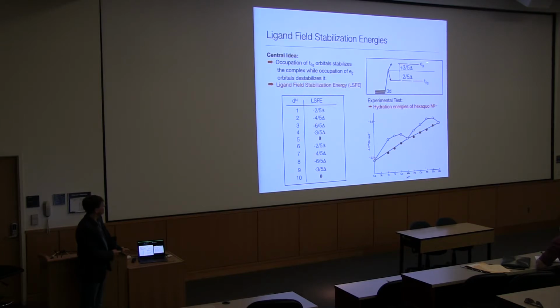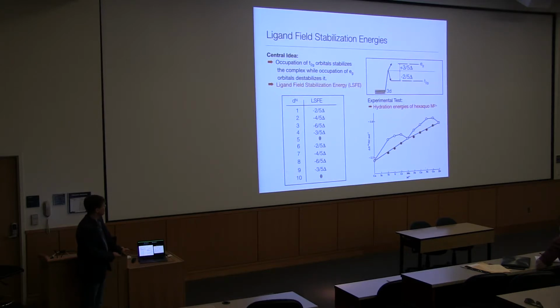And then when you have the half-filled shell, that would be manganese 2 plus, your ligand field stabilization energy is 0. And then for the second half of the transition series, you have the exact same: the first 3 electrons enter here, here, here, and the last 2 electrons enter here.